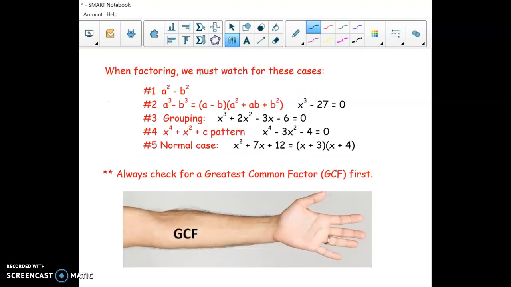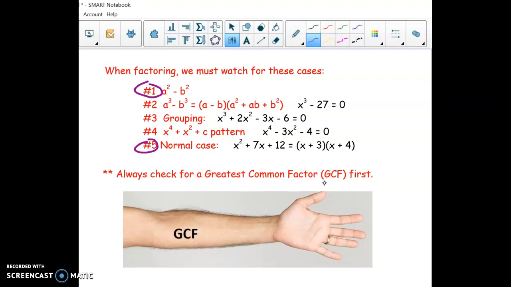Okay, so there is a whole bunch of different types of factoring. We learned about this previously in the year. There's all these different cases. I'm not going to go through all of them, but just know that not all of them are on this next test. In fact, the ones you really got to know are this case. We're going to cover number 1 today in this lesson.